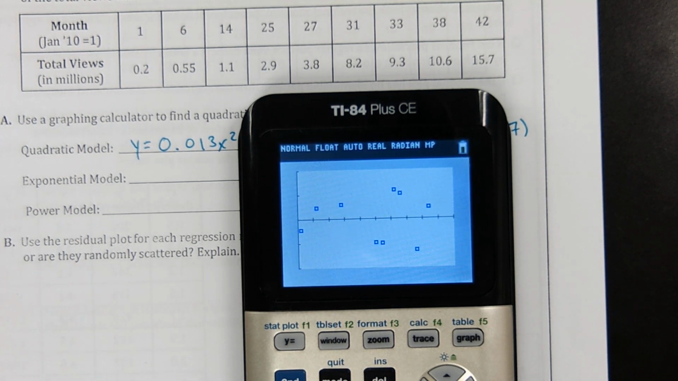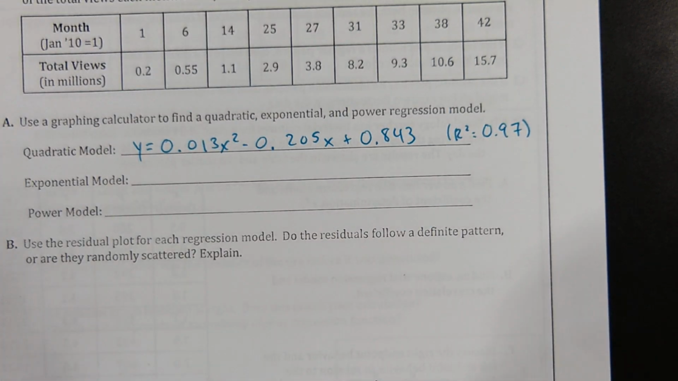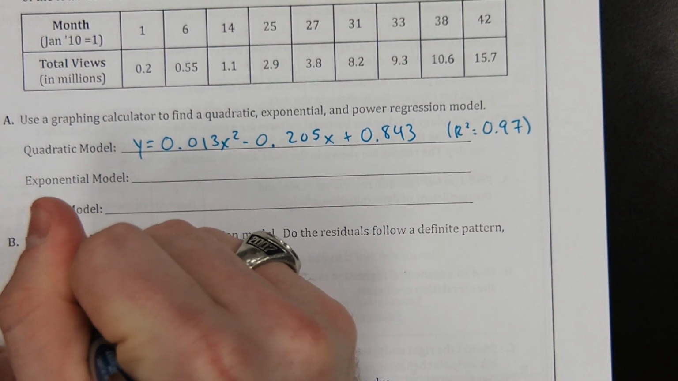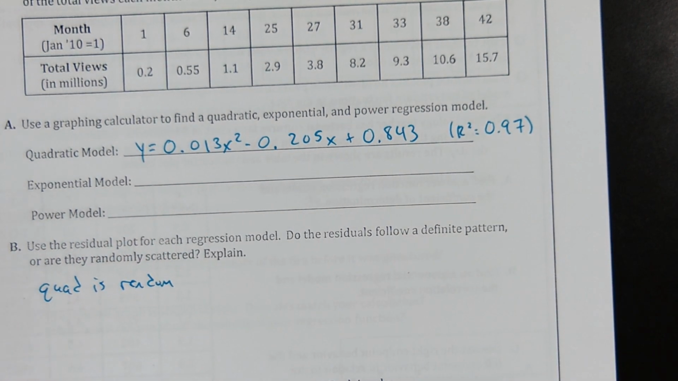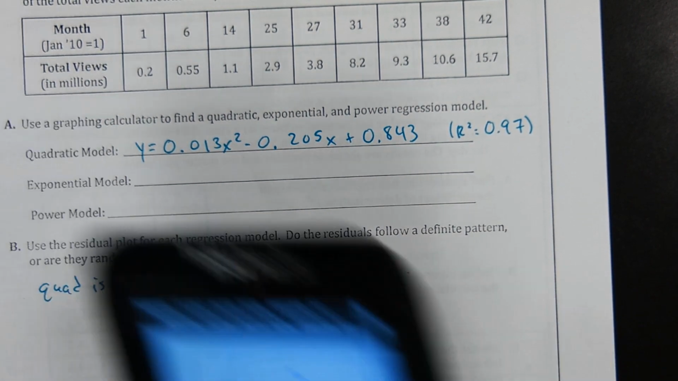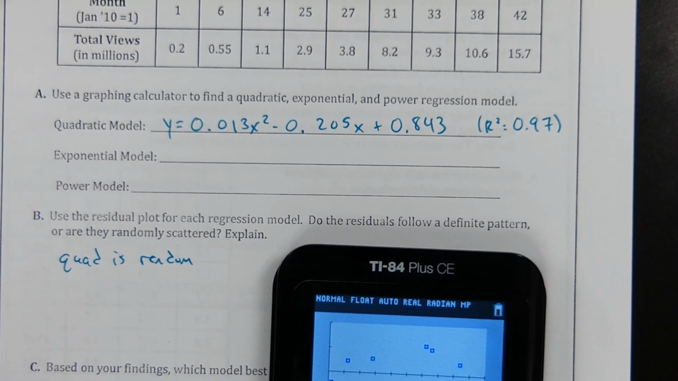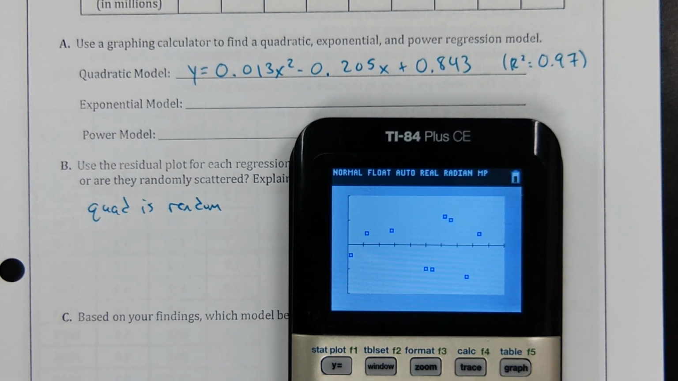Do we see a pattern? Or is it relatively randomly scattered? That's pretty random. I'd say there's no definite pattern at all in that. Now we are going to have to keep this idea in memory, unfortunately, because there's no way to store this residual plot. Just can't do that. Okay?